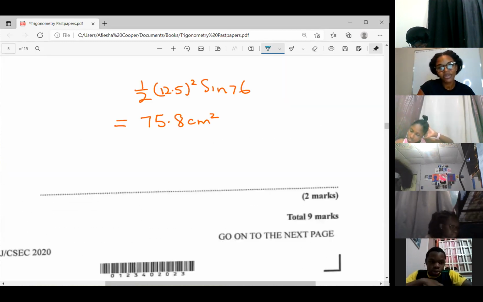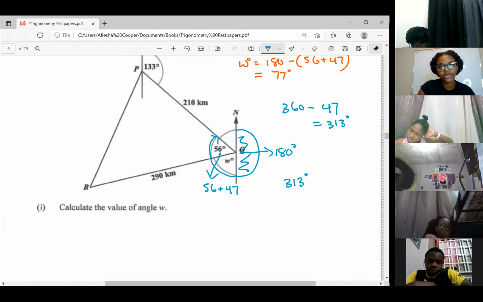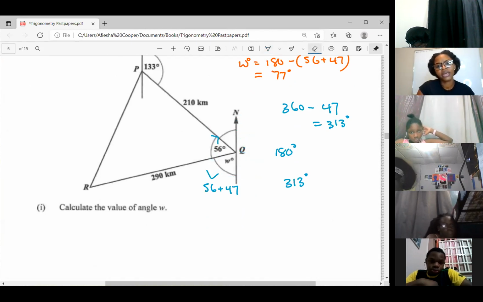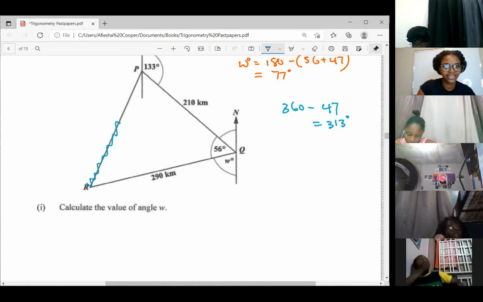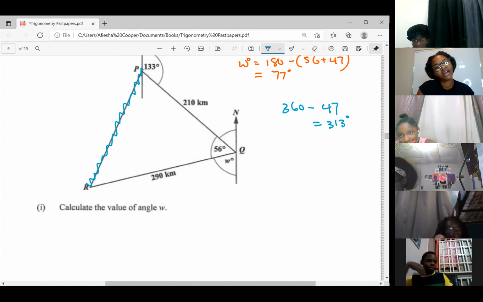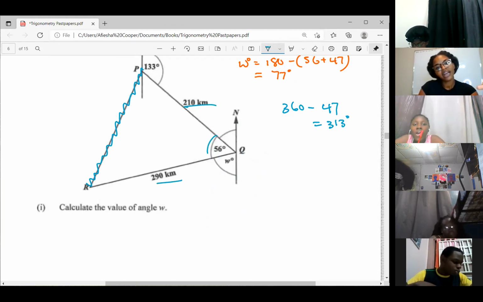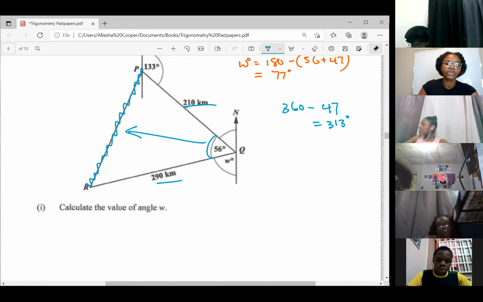Calculating distance RP. What are we going to use to find RP? Miss, I use that long thing that you gave us. You mean the cosine rule? Yes, you can use the cosine rule because we have two lines, the angle in between, and we want to find the opposite side, right?